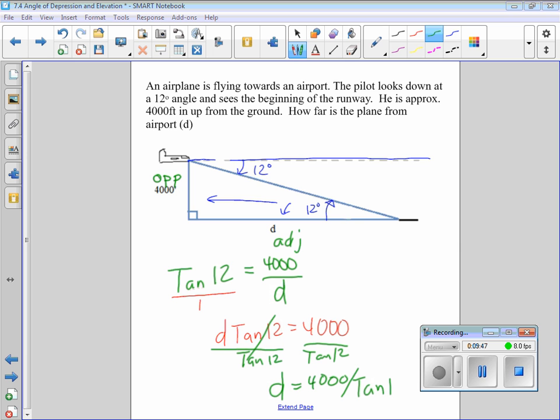Now it's time to type that into our calculator. And there you have it, 18,818.5 feet. Okay, so that's how many feet away it is.